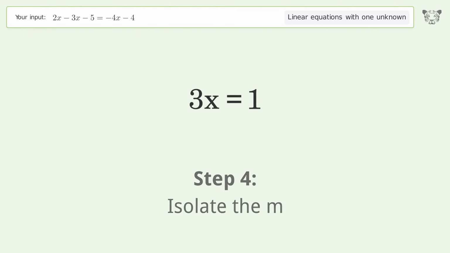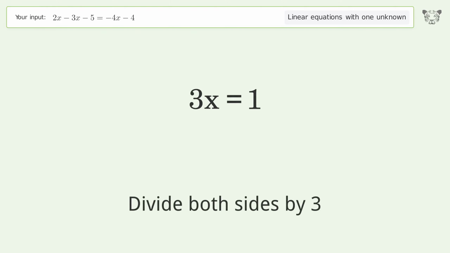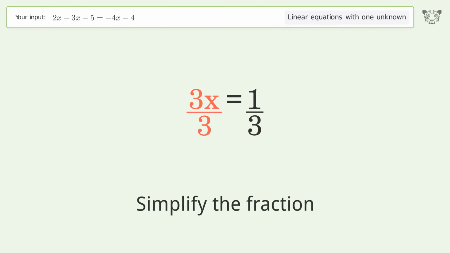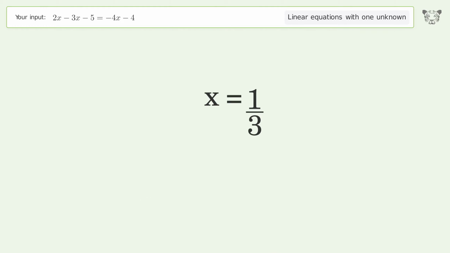Isolate the x. Divide both sides by 3. Simplify the fraction. And so the final result is x equals 1 over 3.